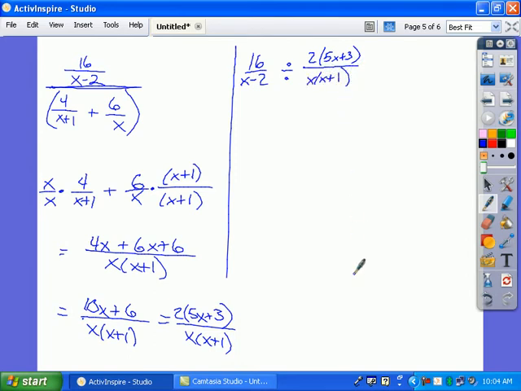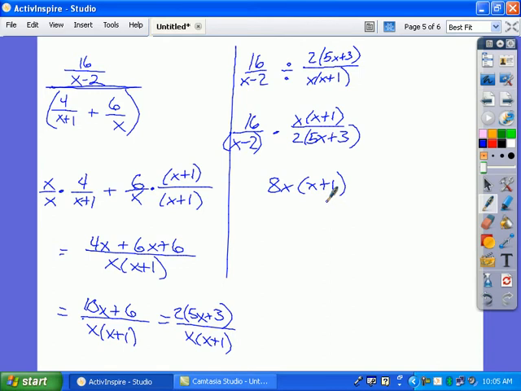This is 16 over x minus 2 times x plus 1 over 2 times 5x plus 3. And at this point, nothing really cancels except for the 16 and the 2. Everything else looks like it's unique, and so there shouldn't be anything canceling. And thus, we get 8x times x plus 1 all over x minus 2, 5x plus 3. And that's our final answer. Nothing else will cancel there. And so, there we are.